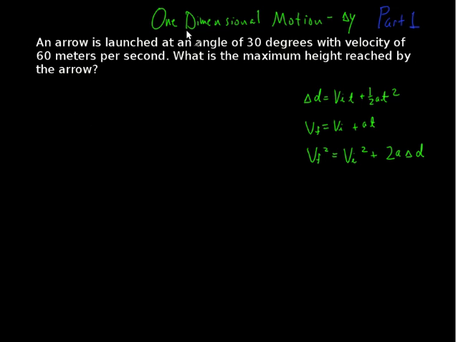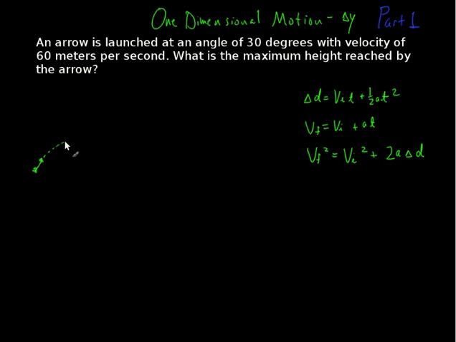So to get started, we have a problem here, and I'll go ahead and read it to you. An arrow is launched at an angle of 30 degrees with a velocity of 60 meters per second. What is the maximum height reached by the arrow? In order to get started, we have to think of this as an arrow gets shot. So we have an arrow, and I'll do my best to draw one here.